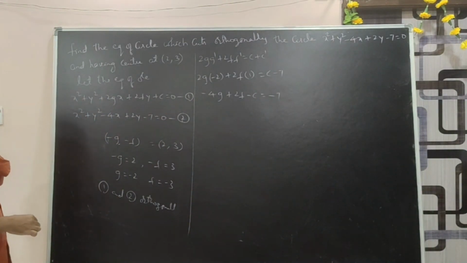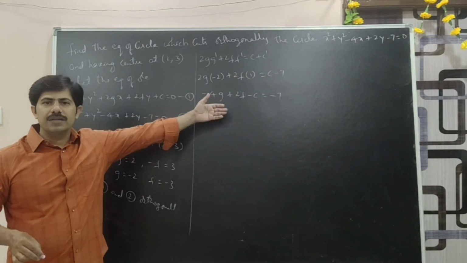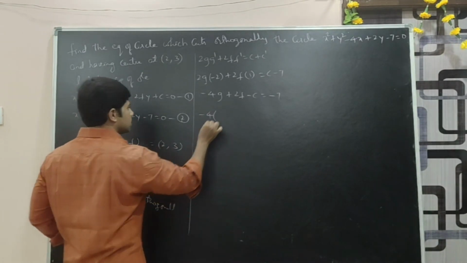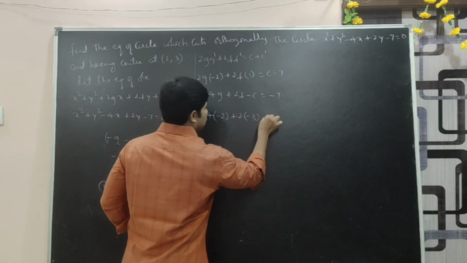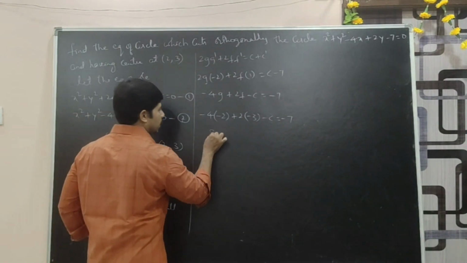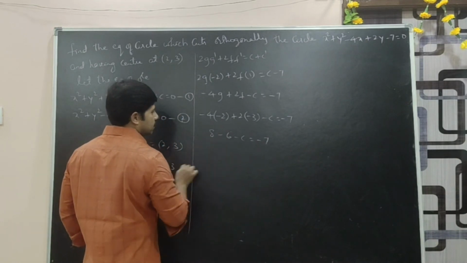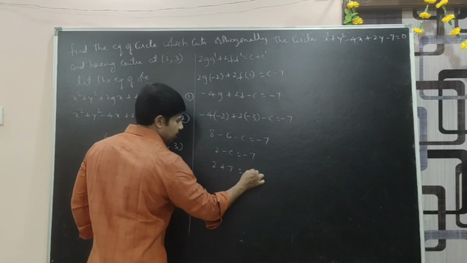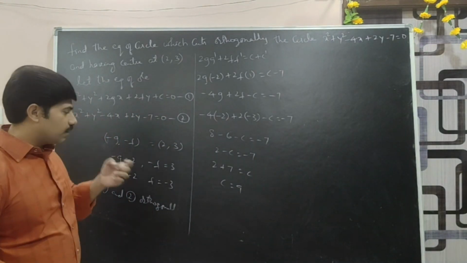Right? After that, already we have g value and f value. I'll substitute in this equation to get the value of c. So now I'm substituting: −4 into (−2) plus 2 into (−3) minus c is equal to −7. So we get 8 − 6 − c = −7. 8 − 6 is 2, so 2 − c = −7. 2 + 7 = c. So clearly c value is 9.